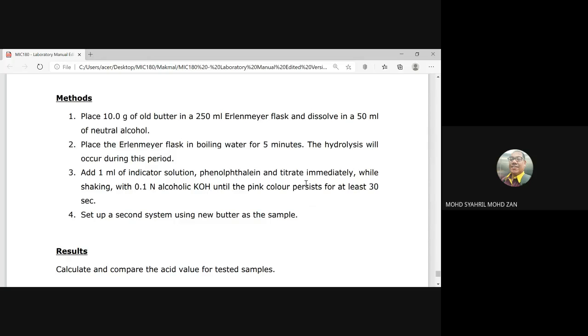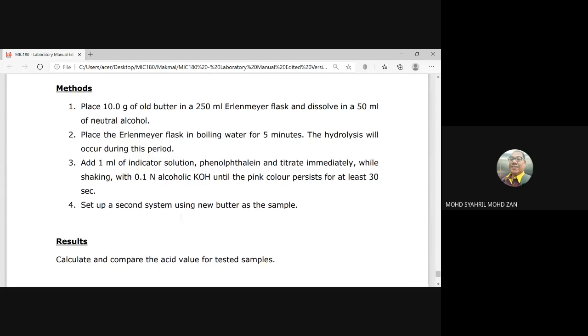So the difference between saponification and acid value, the result, okay. So in acid value, you have to find the change from clear to pink. Tapi untuk saponification, awak akan dapat pink, and you have to change it into clear, right? That's the difference between saponification and acid values. Okay, last one, you have to set up a second system using new butter as the sample. Okay, so two types of sample we're using in the acid value. Number one will be old butter. Number two, new butter with the same weight. Okay, and then do the process of calculations.